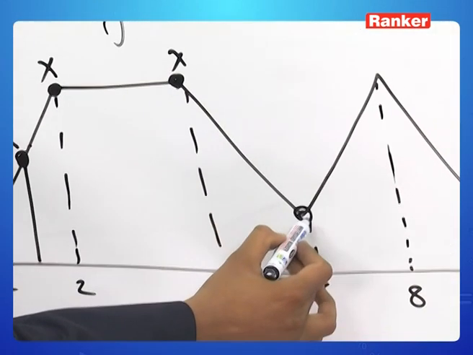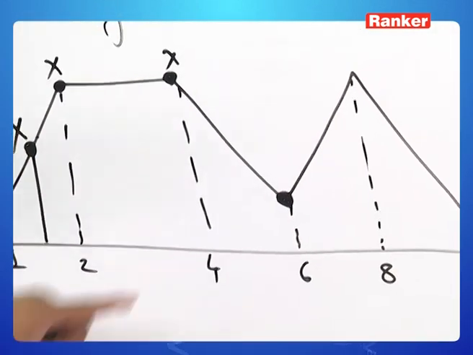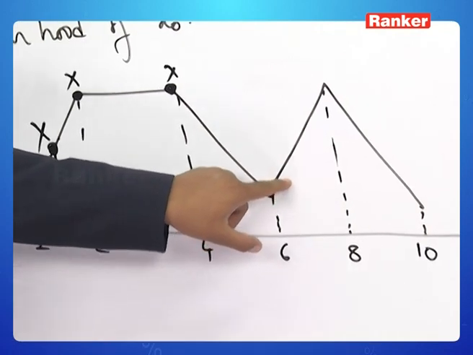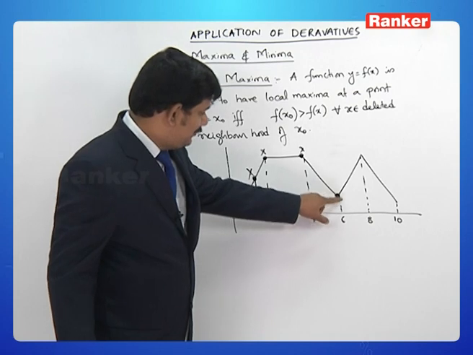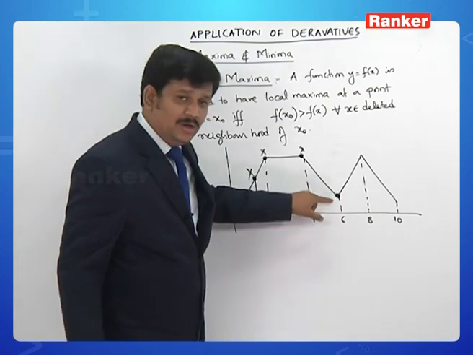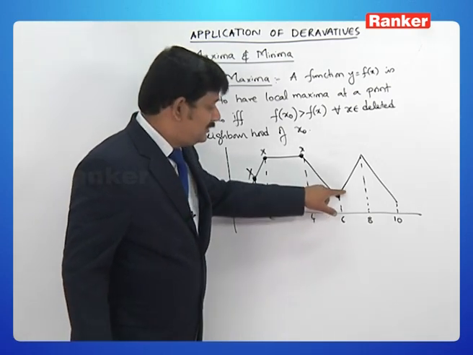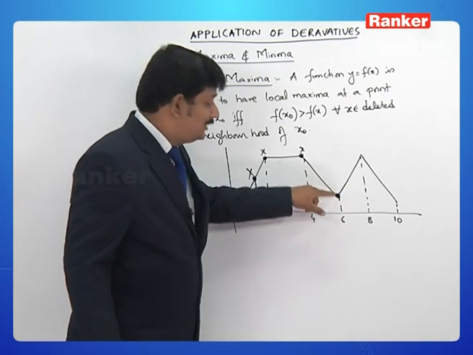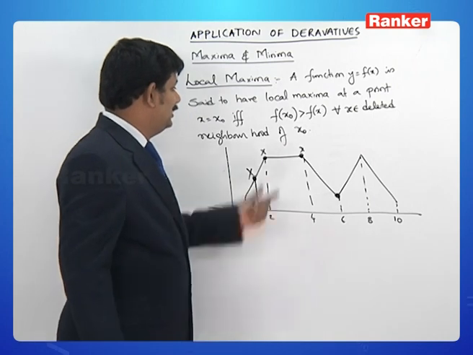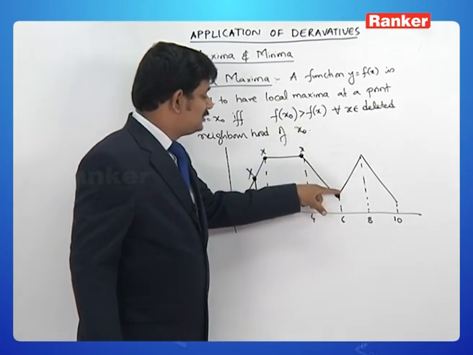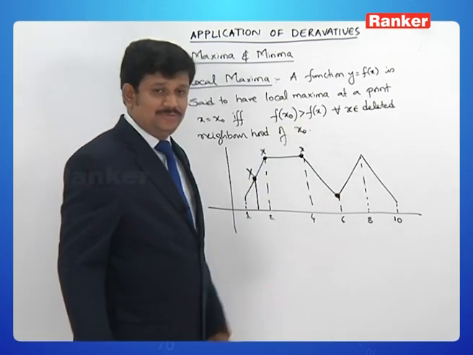Take any point here. To the left and to the right, function values are greater than f of x naught. f of x naught, if I call it the y coordinate of this point, to the left and to the right, function values are greater than f of x naught. So this can again not be a local maxima. For local maxima, function values should be smaller than f of x naught.